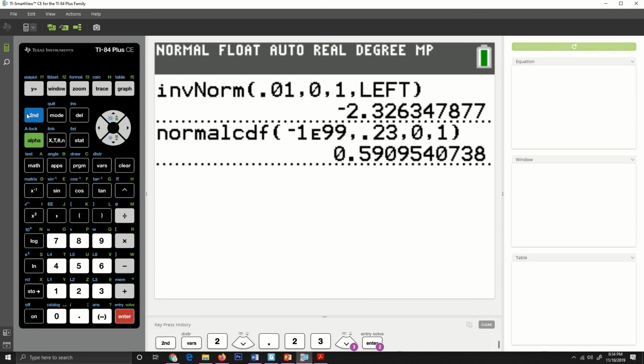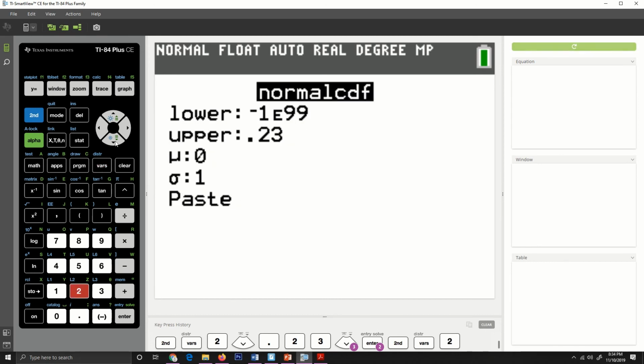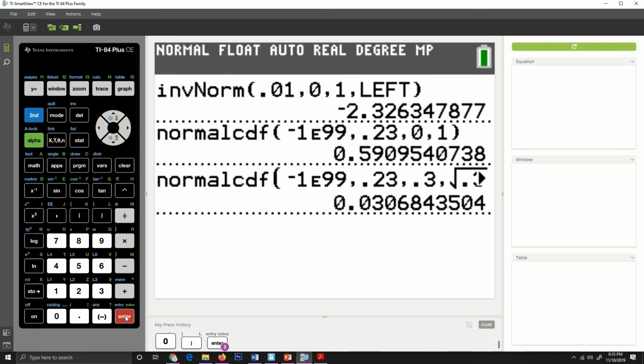I totally screwed that up. I'm sorry. And so we need to go 0.23. Our mean clearly isn't 0. Our mean is the sample proportion, so 0.3. And then we would calculate that using that standard error. The standard error we said was the square root of 0.3 times 0.7 all divided by the sample size of 150. If I hit enter now, I want to paste that in there. There we go. That's a little bit better.